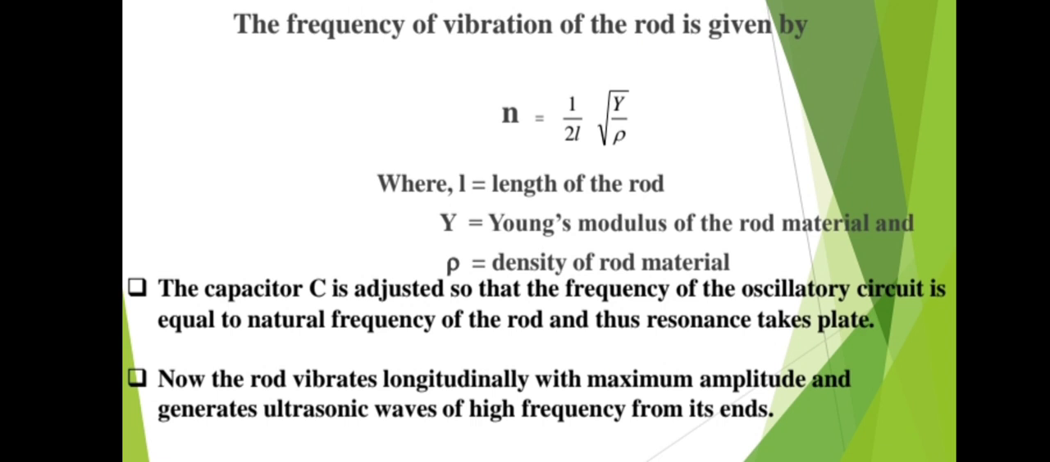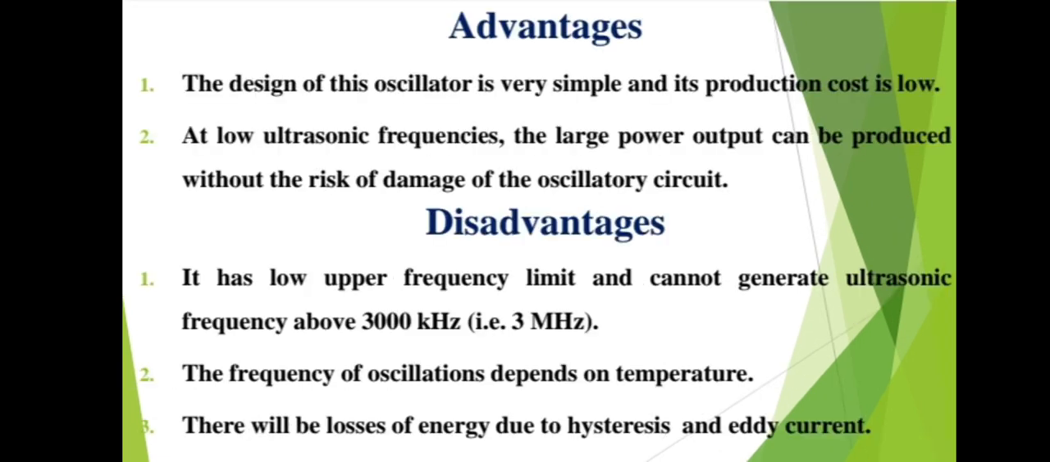The capacitor C is adjusted so that the frequency of the oscillatory circuit is equal to the natural frequency of the rod, and thus resonance takes place. Now the rod vibrates longitudinally with maximum amplitude and generates ultrasonic waves of high frequency from its ends.